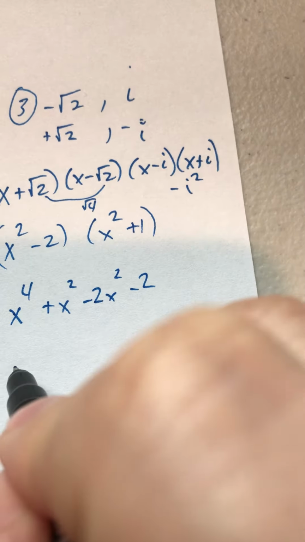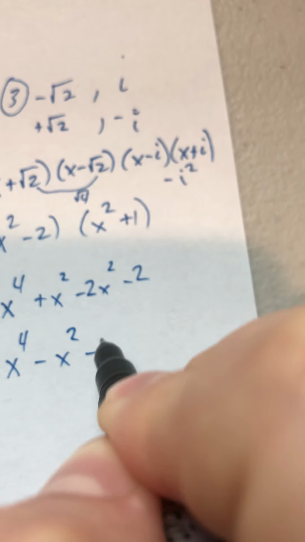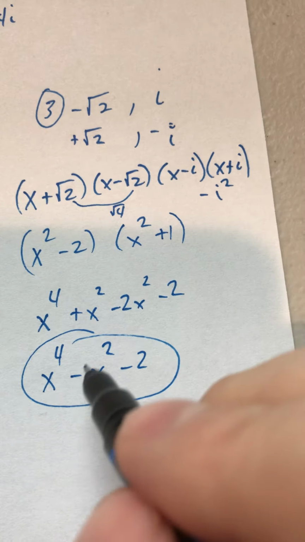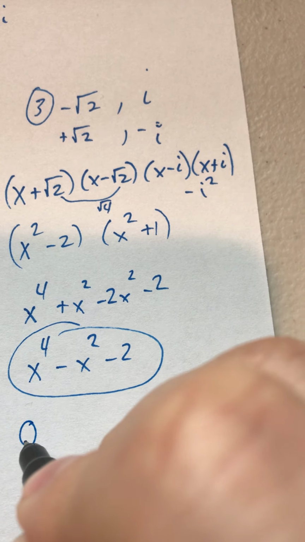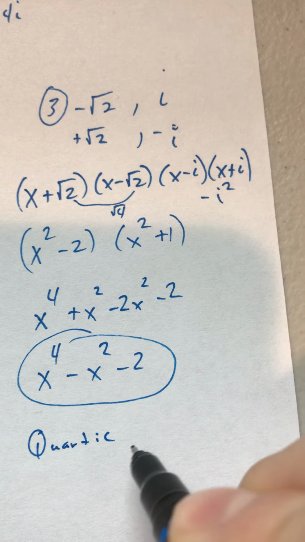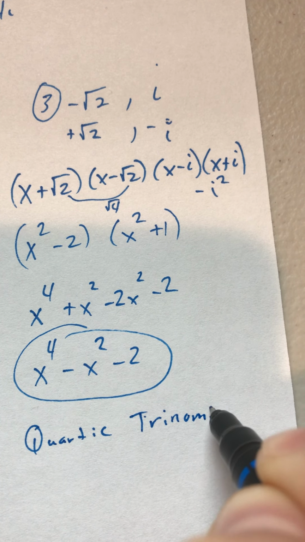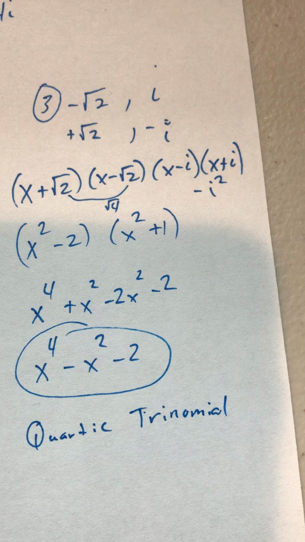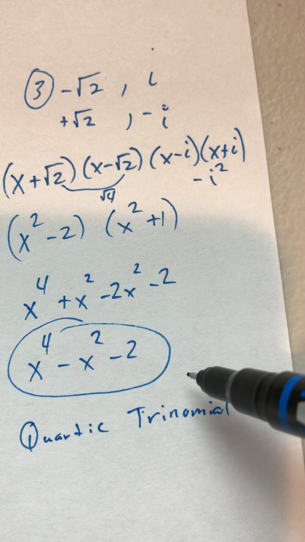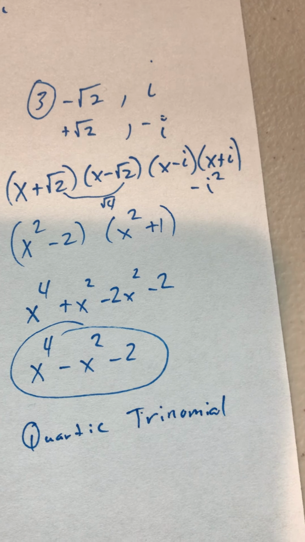And here I can combine the like terms, so x to the 4th minus x squared minus 2 would be my answer. If I needed to classify this, well, the 4th power, the vocab word is quartic. And then there's 3 terms, so the vocab word for that would be a trinomial. And again, I could check either answer. I could plug in i, and this stuff would work out. I could plug in the square root of 2, and this thing would work out, if I've done it correctly.